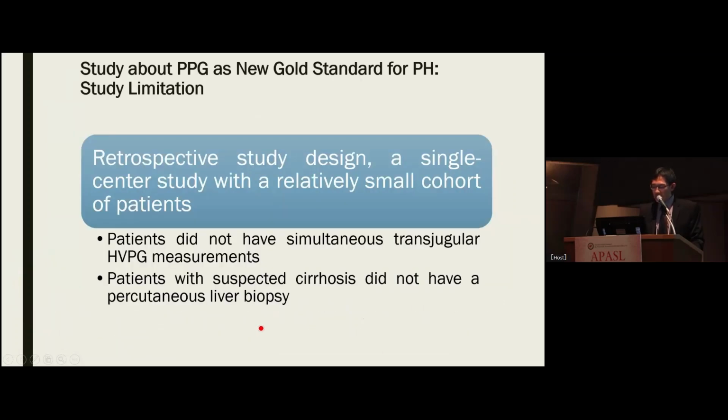The limitation is that this study is a retrospective, single-center study with a relatively small patient cohort, and the patients didn't have simultaneous transjugular HVPG measurement. And patients with suspected cirrhosis did not have a percutaneous liver biopsy.